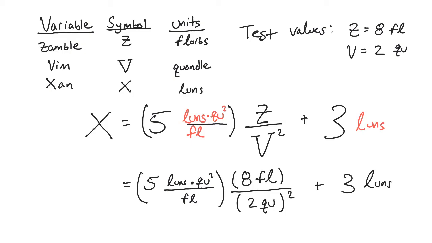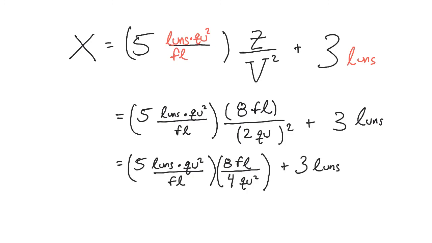And if you haven't worked it out, pause and now try to work it out with all the units plugged in and see if you can cancel everything out, and we'll do it now. All right, so we plugged in the values here, and the key thing to watch out for is you have to square these 2 quandls, so that would give you 4 quandls squared. And now let's just do all the unit cancellations and see if we got it right. All right, well, we've got florbs up here. Those will cancel with those. These quandls squared will cancel with this quandl squared. And we have luns left over in this giant multiplication here.